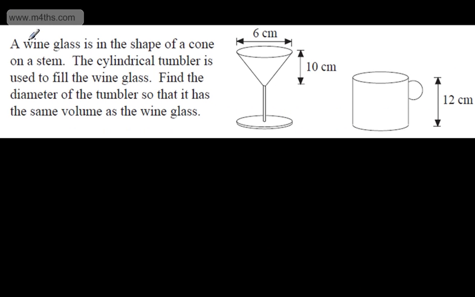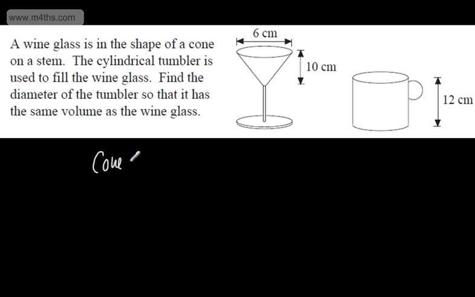Okay, if we look at this one, it says a wine glass is in the shape of a cone on a stem. The cylindrical tumbler is used to fill the glass of wine. We're asked to find the diameter of the tumbler so that it has the same volume as the wine glass. So let's look at the volume of a cone. This is just a cone.